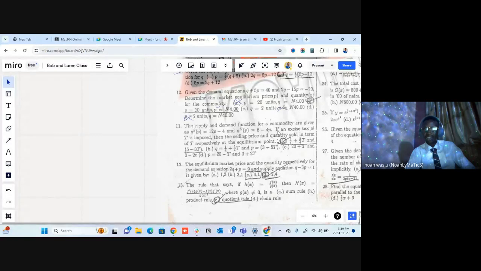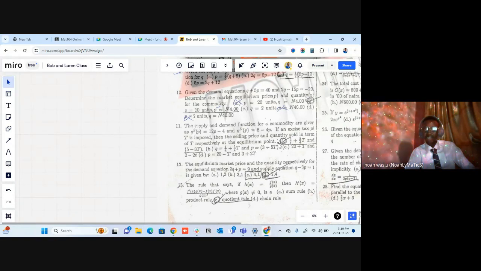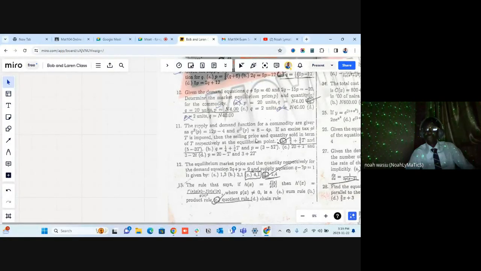This question now says if an excise tax of T is imposed, then the selling price and quantity sold in terms of T at the equilibrium point is what? So what they ask you to find out is to look for the selling price and the quantity sold in terms of T. That's the question.